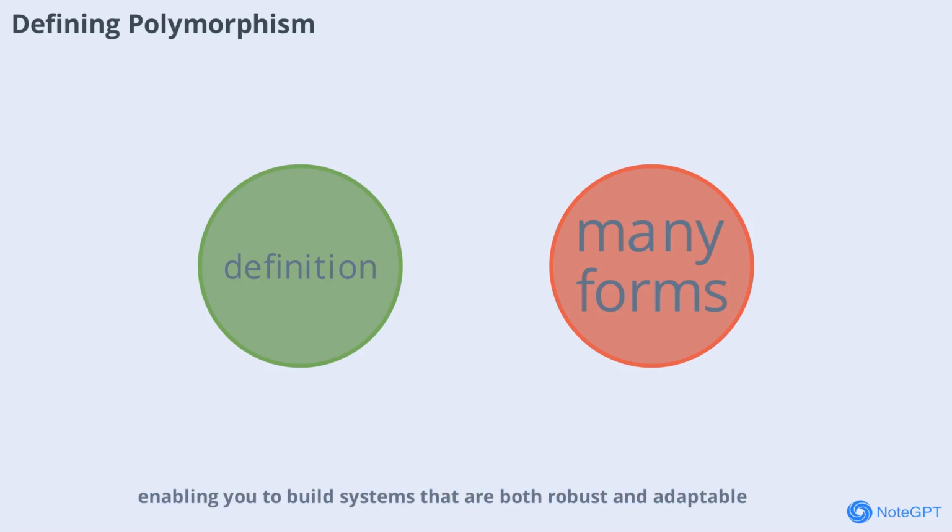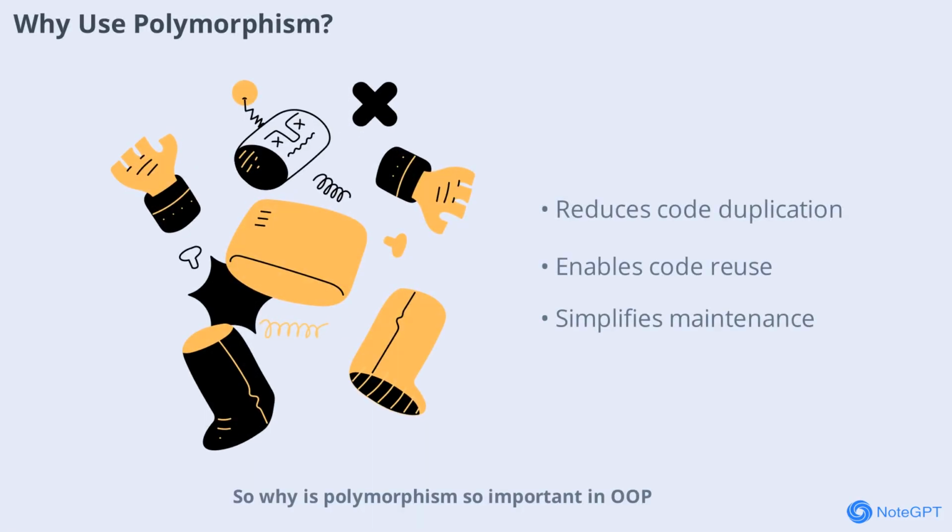robust and adaptable. Why is polymorphism so important in OOP? The main advantage is that it allows you to write code that is more general and reusable. Instead of writing separate functions for each type of object, you can use polymorphism to handle different objects through a single interface. This not only reduces code duplication but also makes it easier to extend your program in the future. As your application grows, you can add new classes without changing existing code.